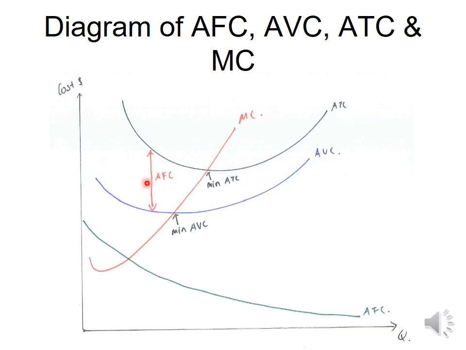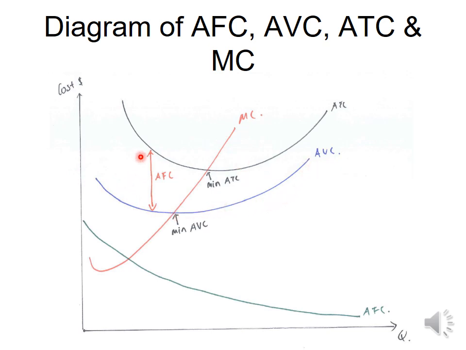Now when you draw your average total and average variable, it must look as if they are becoming nearer and nearer. Can you see? The top U-shaped curves are becoming nearer. Why? Because your average fixed is falling and falling. Because total fixed is fixed, when we divide against higher quantity, average fixed becomes lower and lower. So when we draw these two average cost curves, the distance between them must also become smaller and smaller, because the vertical distance between them represents average fixed. So we try to make it look as if they're becoming closer.